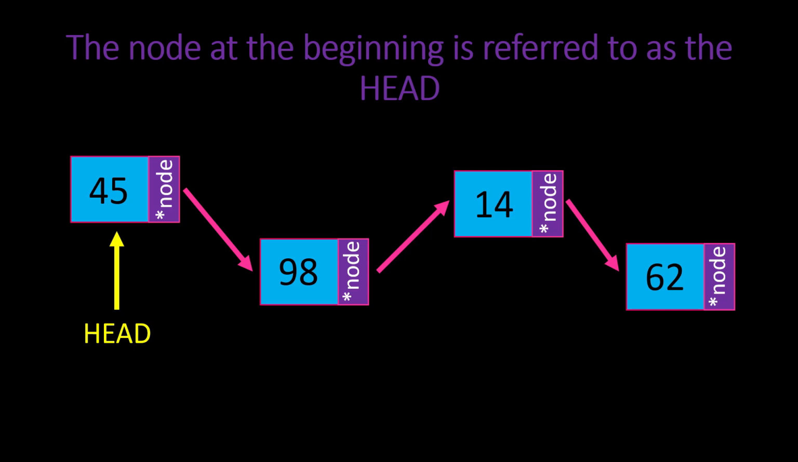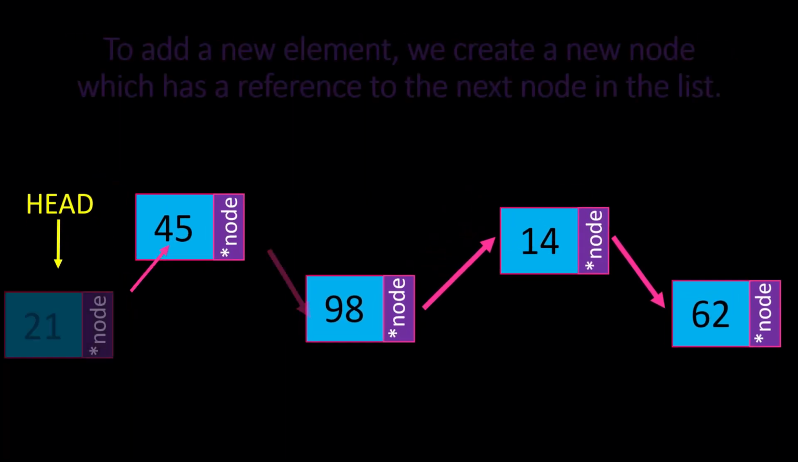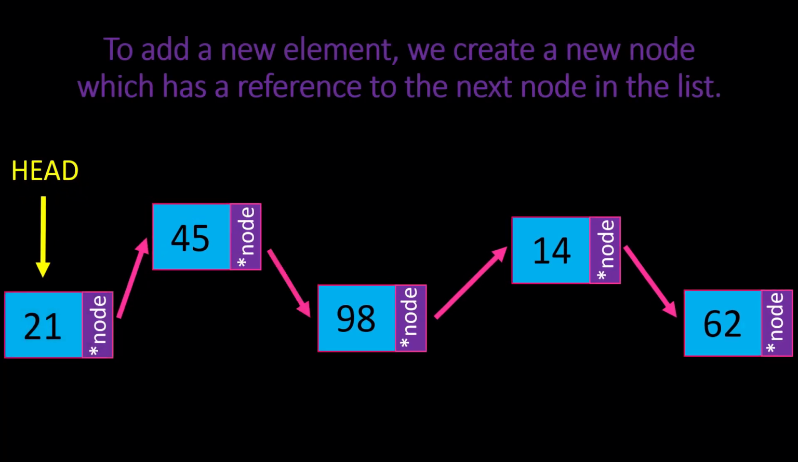If we wanted to add an additional element to this list here, what we do is create another node, add the appropriate data, and add a reference to the next node in the list, which was previously the head. And then we move that head identifier to this new node to indicate that this is now the start of the list.